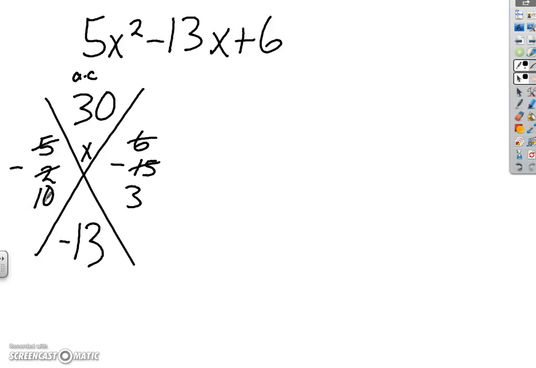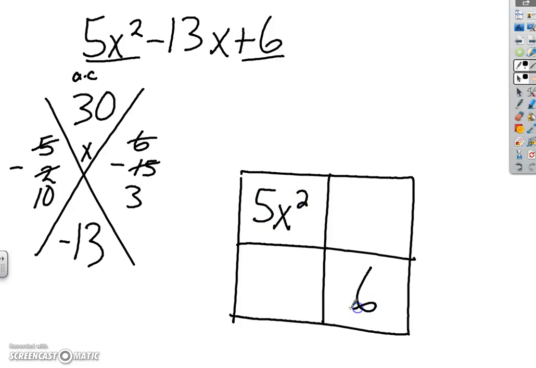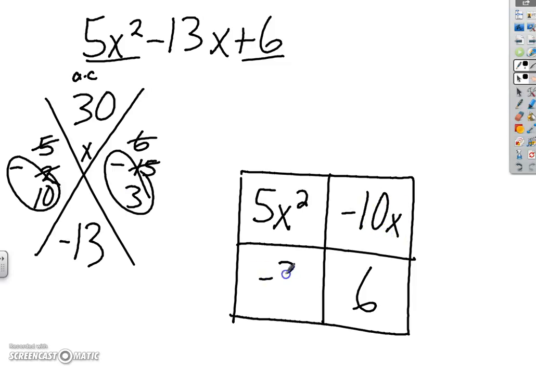So let's go over here and let's create my box. Inside my box, in the first one, my first term up here goes there, 5x squared. My c, my last term, goes in the last box. And my negative 10 and my negative 3 go in these two. It doesn't matter which one goes where. It's not going to make a difference whatsoever, okay?